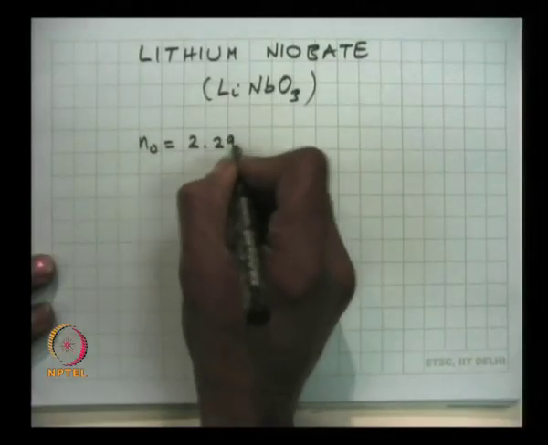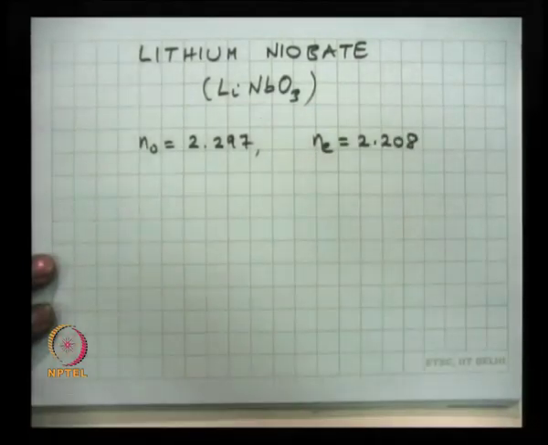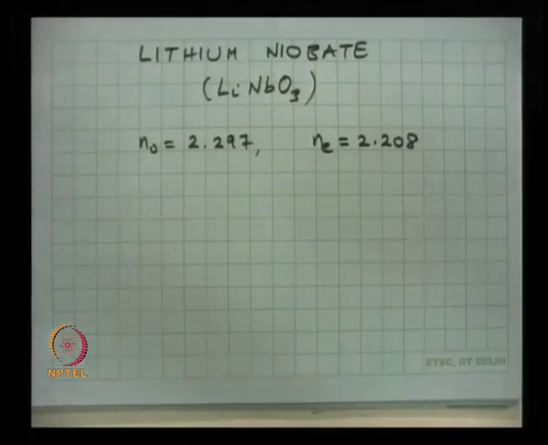So, let me give you at some specific wavelength. The ordinary index is given by 2.297 and the extraordinary index is equal to 2.208. In uniaxial crystals you can have NO more than NE or NO less than NE. If NO is less than NE, the ordinary wave will travel faster than the extraordinary wave always. The extraordinary wave refractive index varies between NO and NE. The ordinary wave always has a refractive index NO.